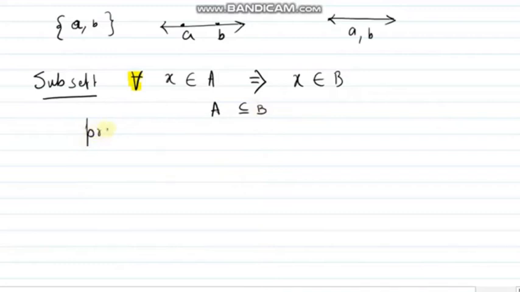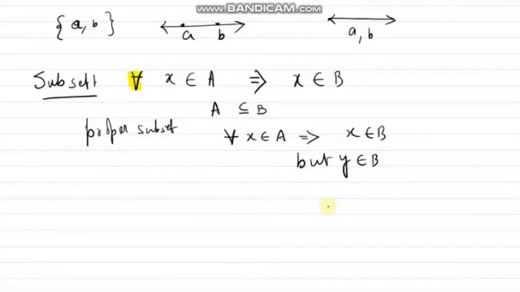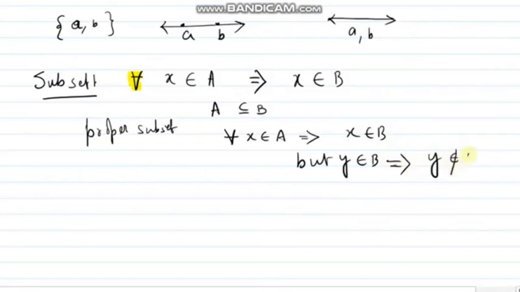Under subset we have one more thing, this is proper subset. Suppose for all x belongs to A, that implies x belongs to B. But y belongs to B, there is one element in B, that is y. The elements of the set will be written in small letters and the name of the set will be written in capital. So but y belongs to B implies y doesn't belong to A. That means in set B, if there is one extra element which is not part of A, that time A is a proper subset of B.